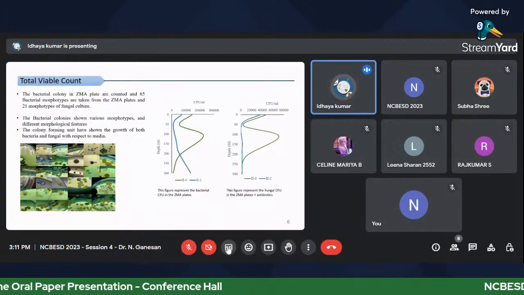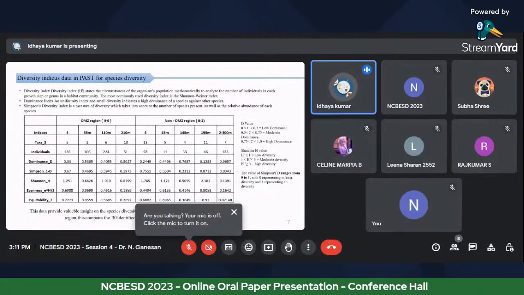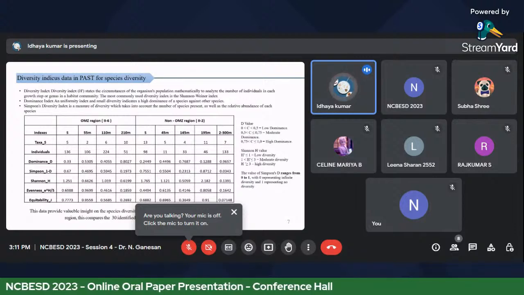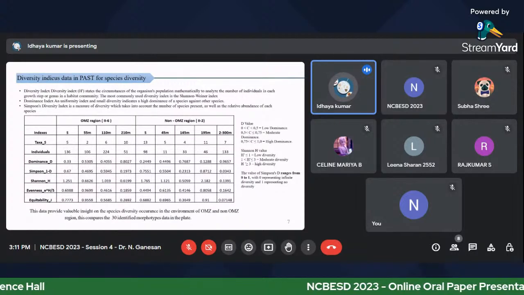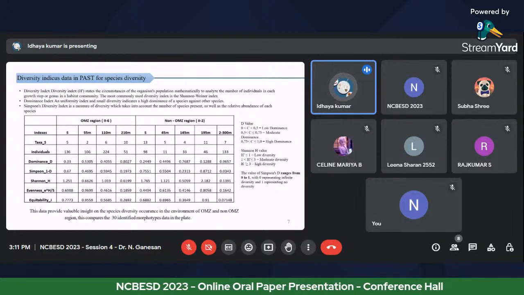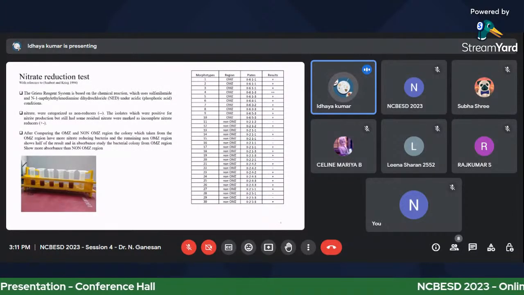Here you can see the CFU units of each place, and the pictures show different varieties of bacteria which I have chosen. We also studied the diversity indicators with the PAST software. Here you can see the values shown, with more dominance at 55 meters and 110 meters. We followed dominance, Simpson and Shannon indices for the diversity concepts. And we also did the nitrate reduction test through the Griess test.